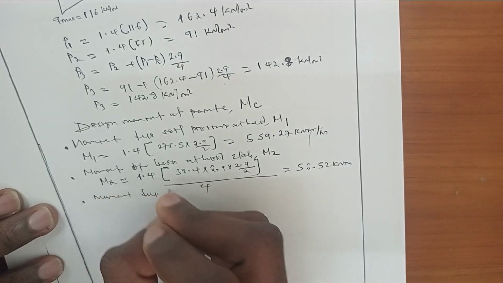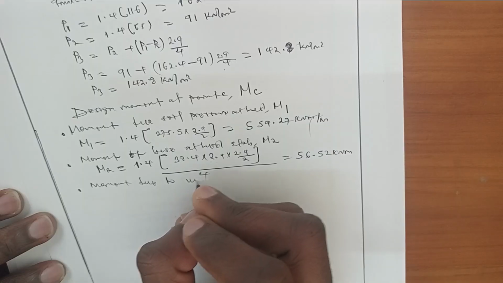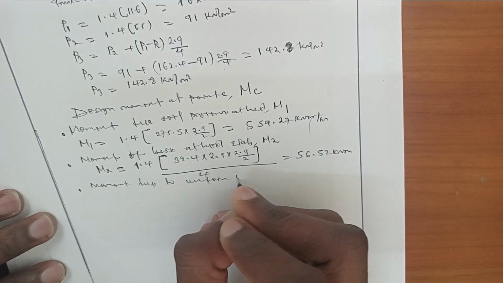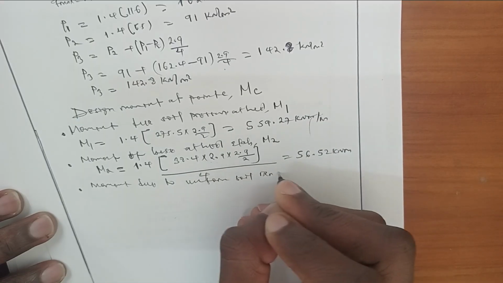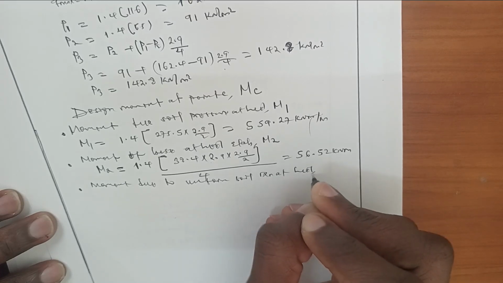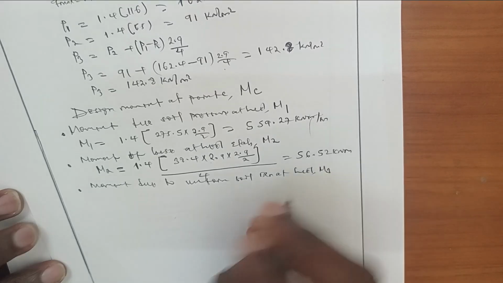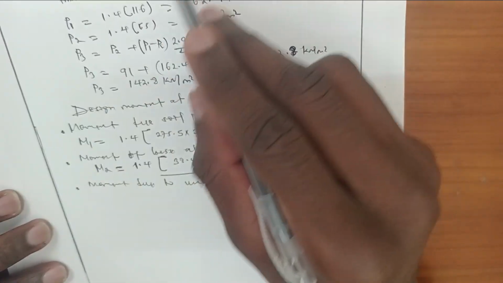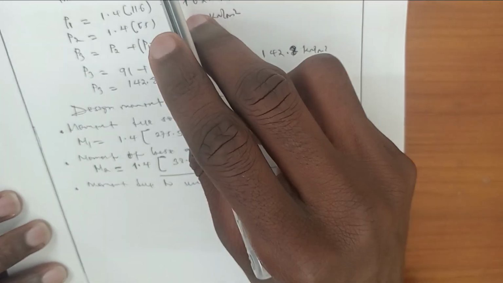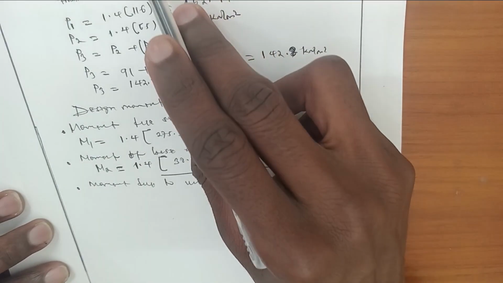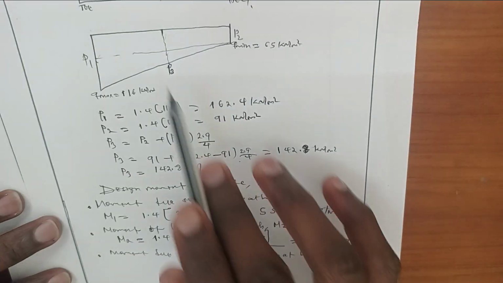due to the uniform soil reaction at the heel. Let's say this is moment 3. This is uniform reaction and this is triangular. So our aim is to determine the moment at this uniform.